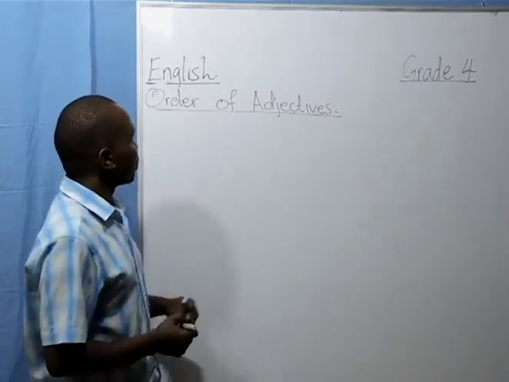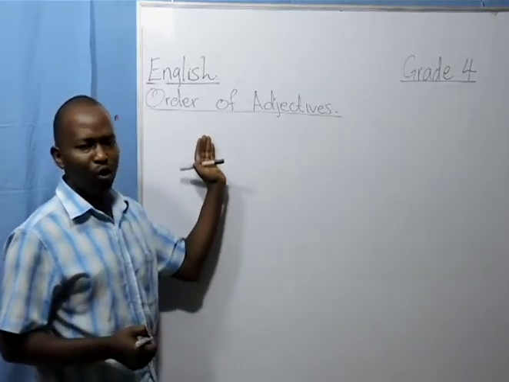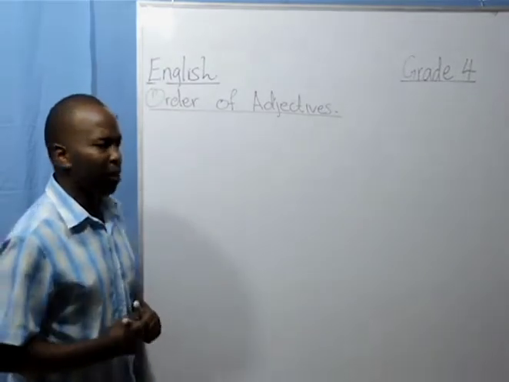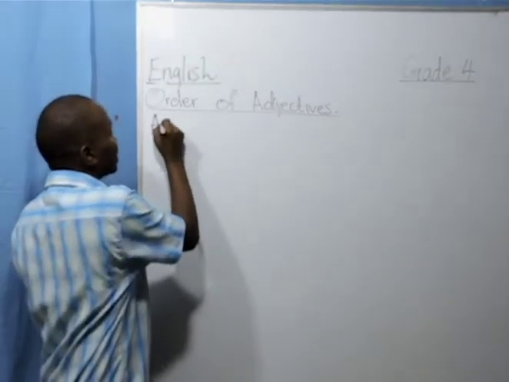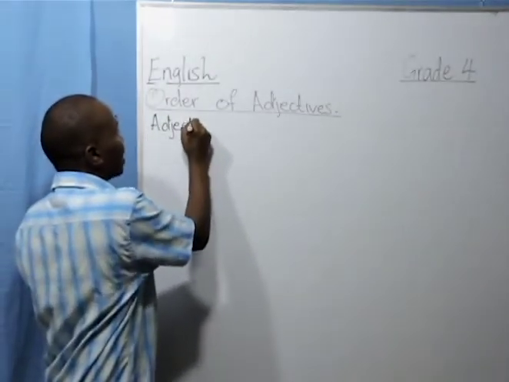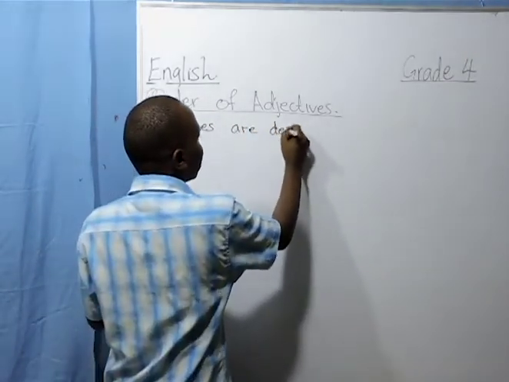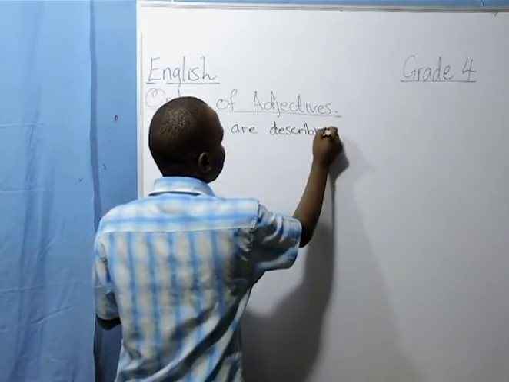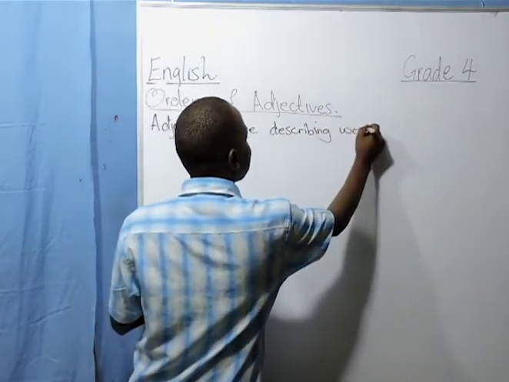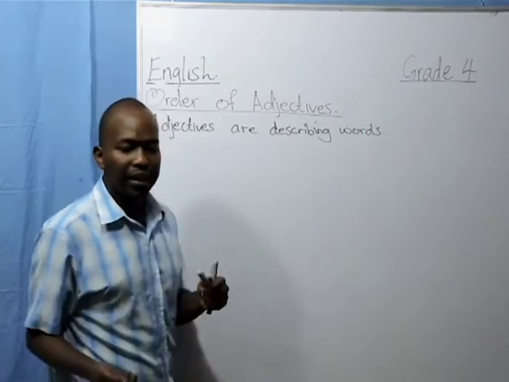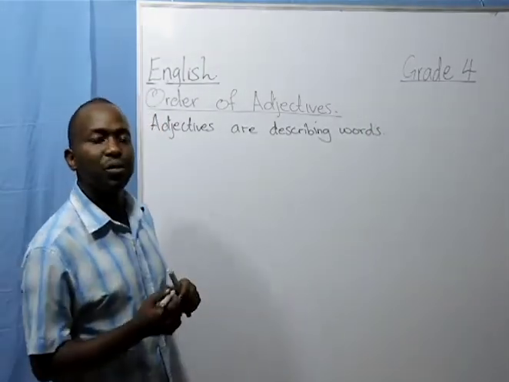Now, today, we're going to look at something we call order of adjectives. Order of adjectives. Now, we have already seen that adjectives are describing words. They tell us more about something.